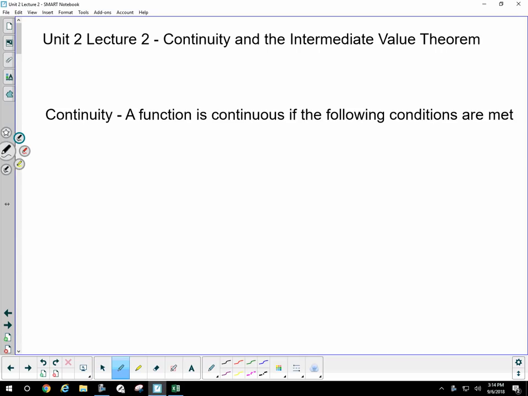So we're going to focus on continuous functions and continuity, and when functions are not continuous. And this is the limit definition of continuity. A function is continuous if limits equal function values.